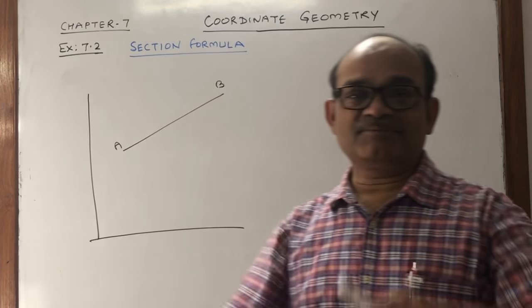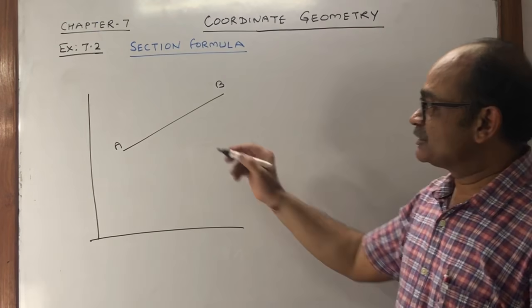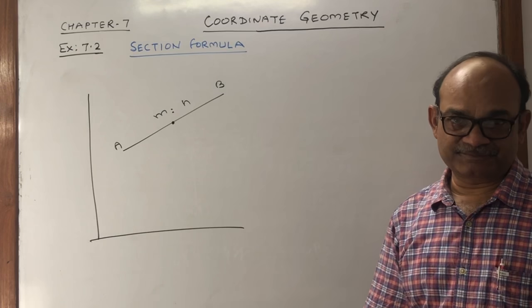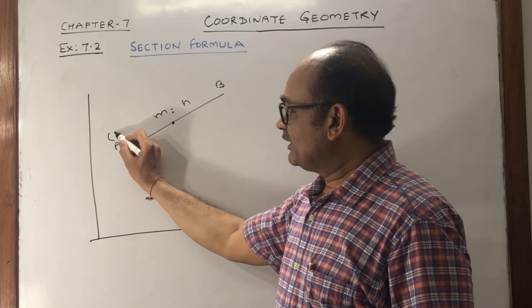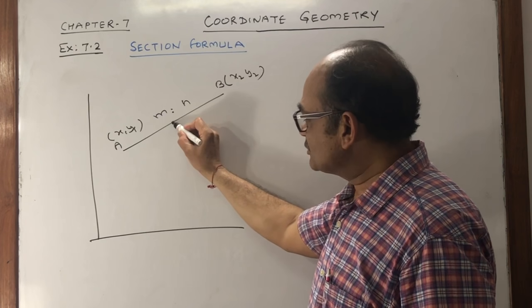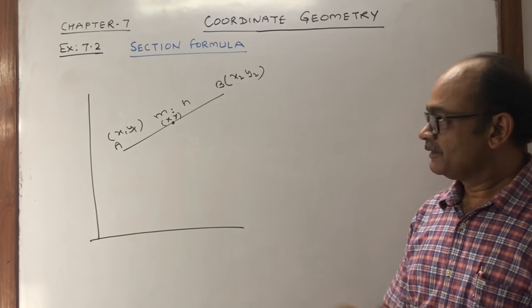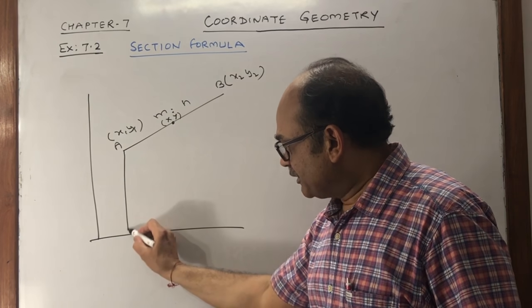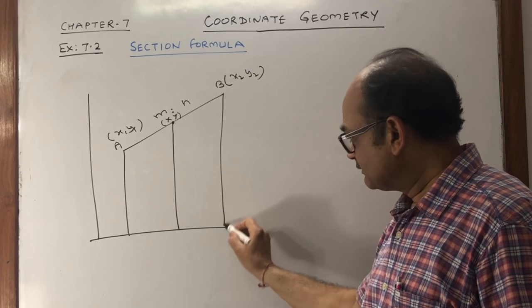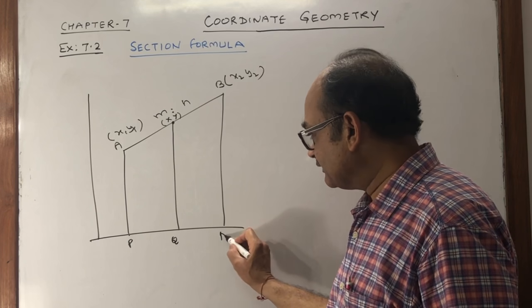Then this is our main object: how to divide a line segment in the ratio say m:n, and we want to calculate this particular coordinate. Suppose A is (x1, y1), B is (x2, y2), and this coordinate which we want to calculate is (x, y). If we draw perpendiculars on the x-axis from all these 3 points, by the way, P, Q and N.